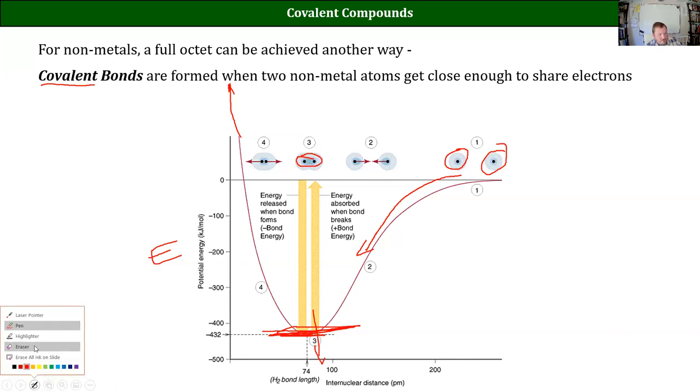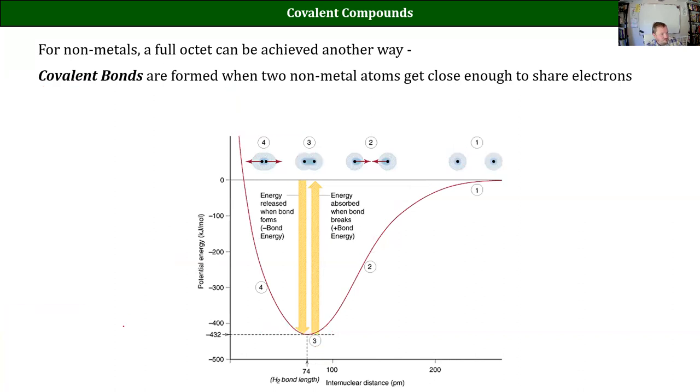Overall, these things tend to be relatively stable. And we can look at their properties as being kind of fundamentally different than ionic compounds. Ionic compounds are stuck together because you have positives next to negatives, but the ions themselves are relatively stable on their own. These atoms are not that stable on their own.